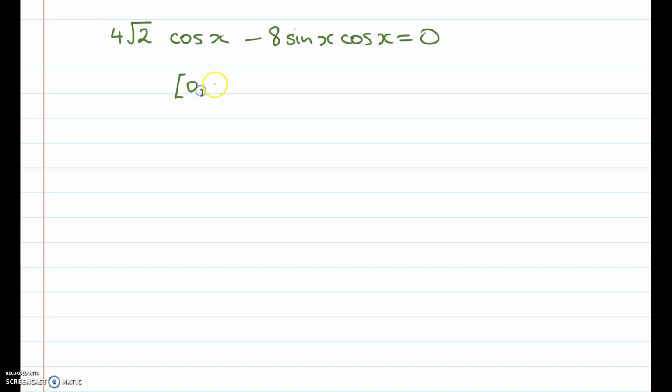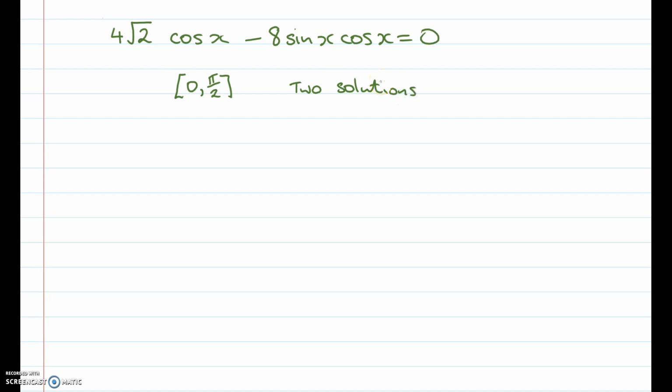So the equation is 4 root 2 cosine x minus 8 sine x cosine x equals 0, and you're looking for two solutions in the interval from 0 to pi over 2.